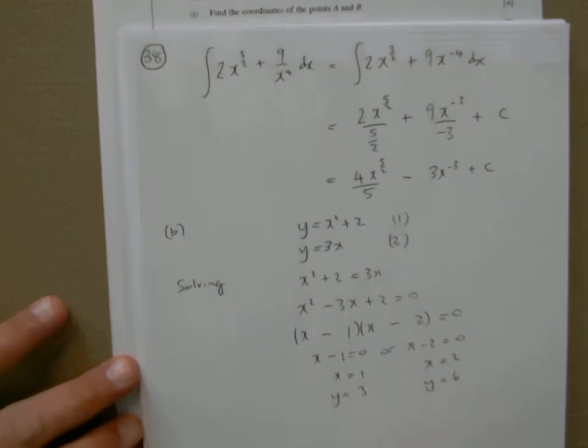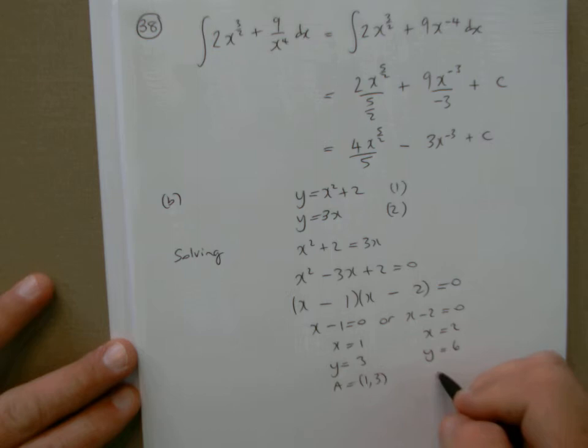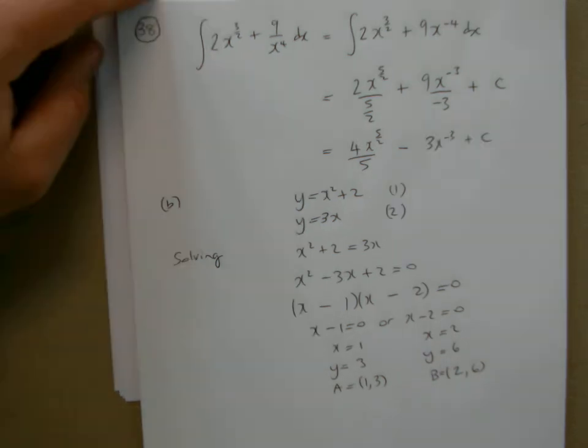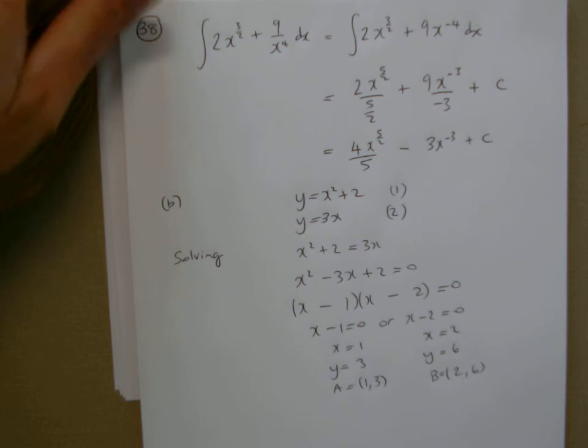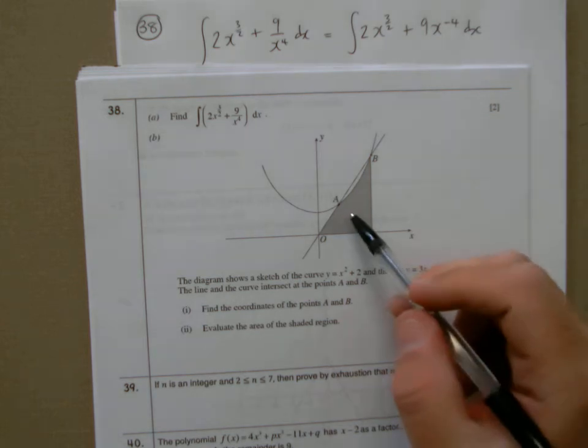Okay, so my coordinates are, well, A clearly is the lowest one there, the lowest x value, and B then is the next x value there. Okay, so what we're going to do then is work out the area as they've requested, okay? But what I want you to see is that we can split this up into two. That's the way I would do that, okay?